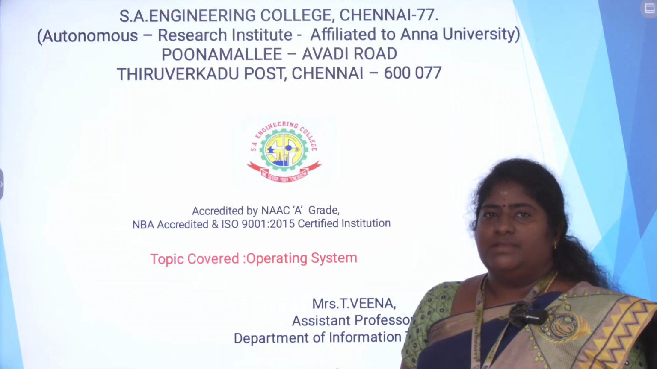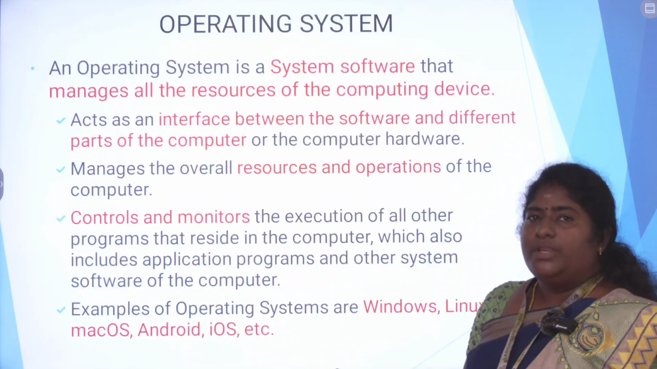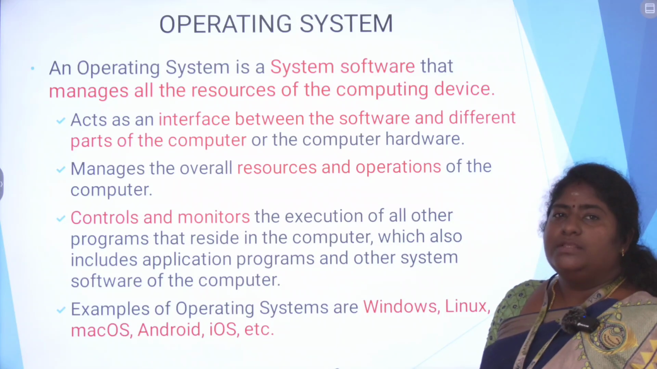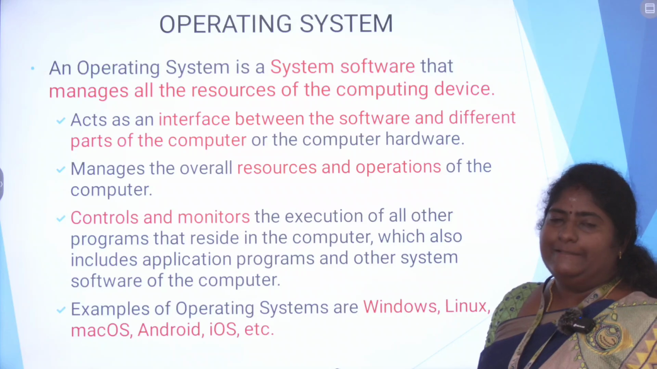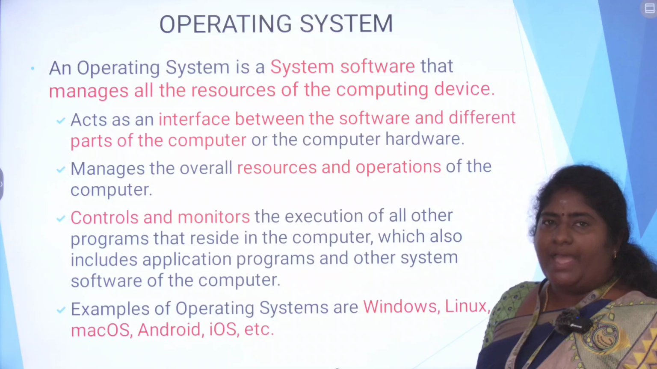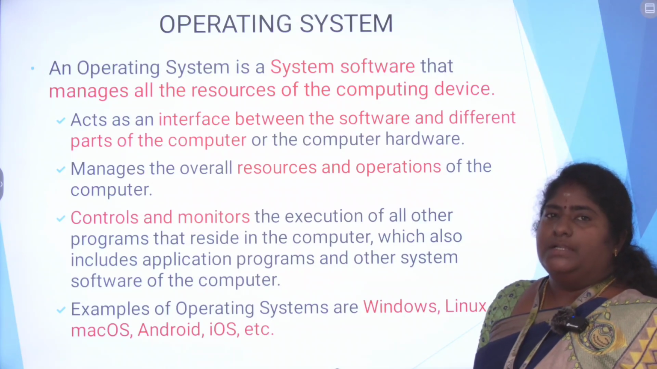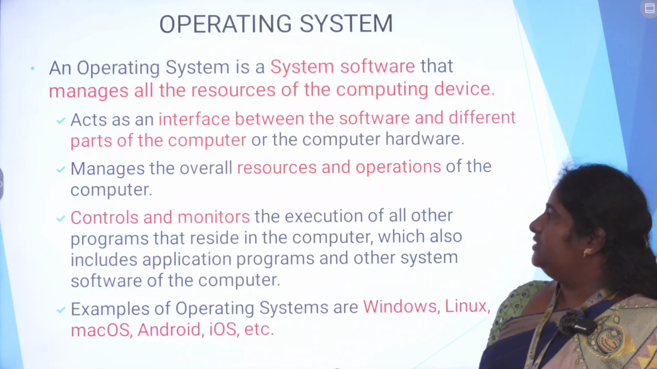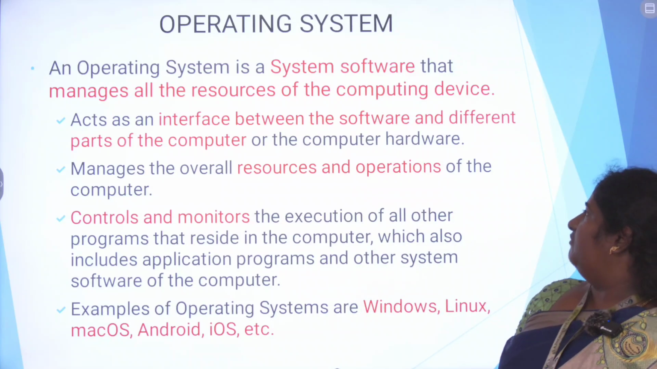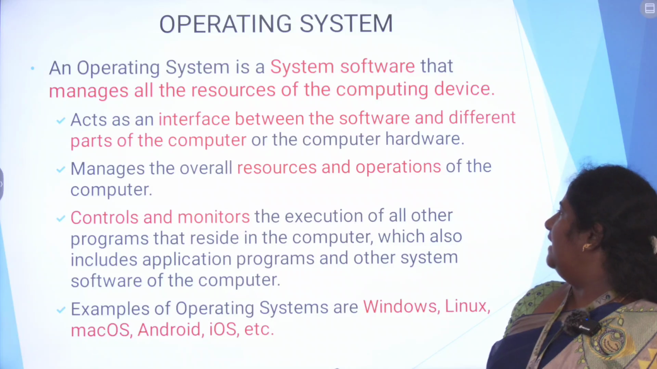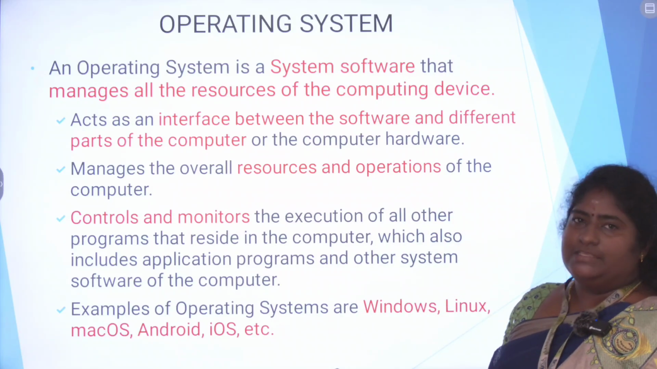And today we are going to discuss operating systems. So the operating system is a system software which is going to manage all the resources. It lies in between the hardware and the software. This system software is going to manage all the hardware like the hard disk, mouse, and everything will be managed by this operating system. So this is going to act as an interface between the software and different parts of the computer. So the overall resources and its operations are maintained by the operating system.